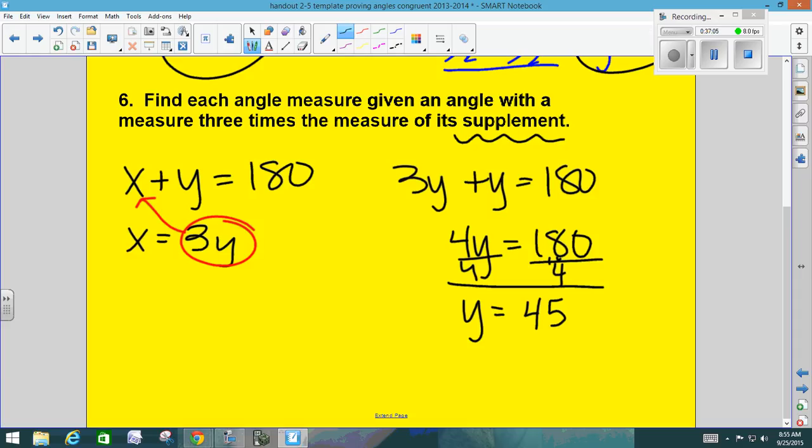Okay, so if y equals 45, how are we going to figure out what the other angle x is? Yeah, you could take 180 minus 45 because we know they're supplementary. Or we could also take 45 times 3, and we would get the same answer. So here are your two angles.